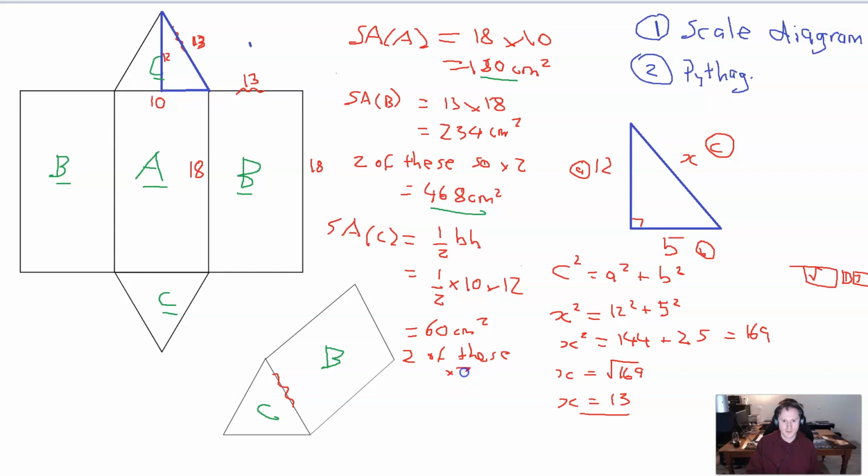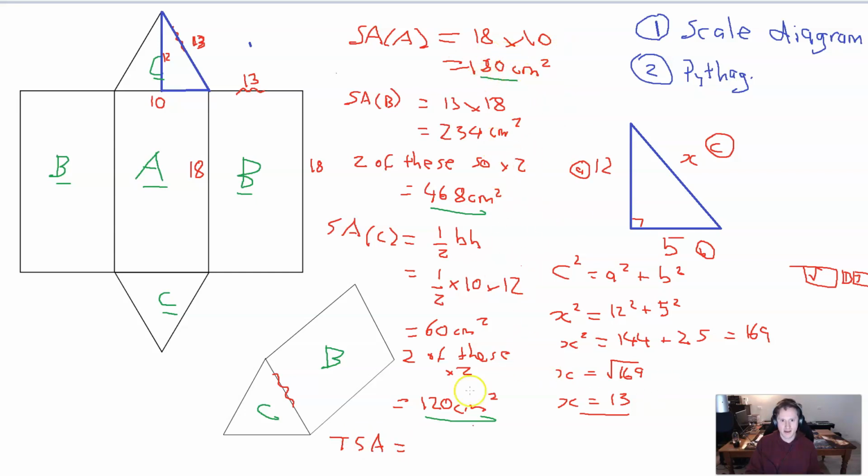So we'll times 2. So that's going to be 120 centimeters squared. Okay. So now we've done that third bit. And now the total surface area for the triangular prism is going to be adding all 3 of those together.